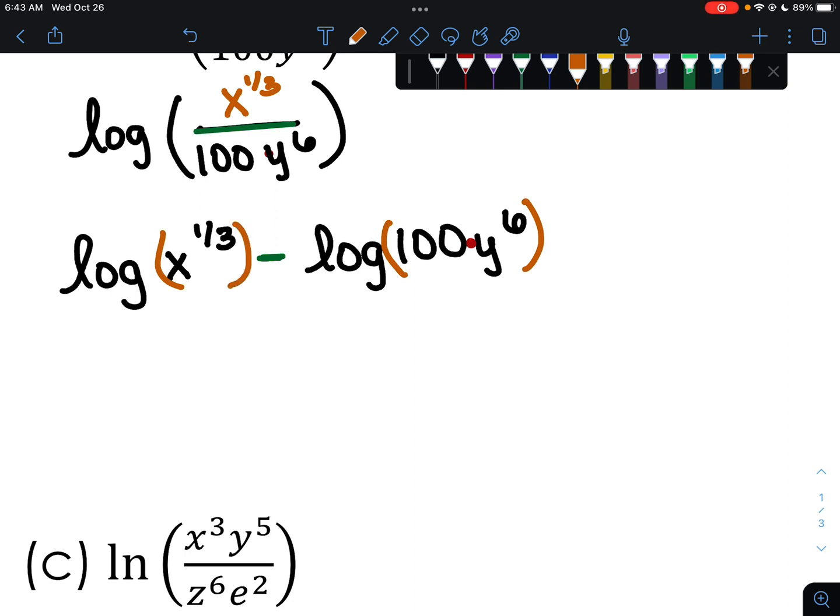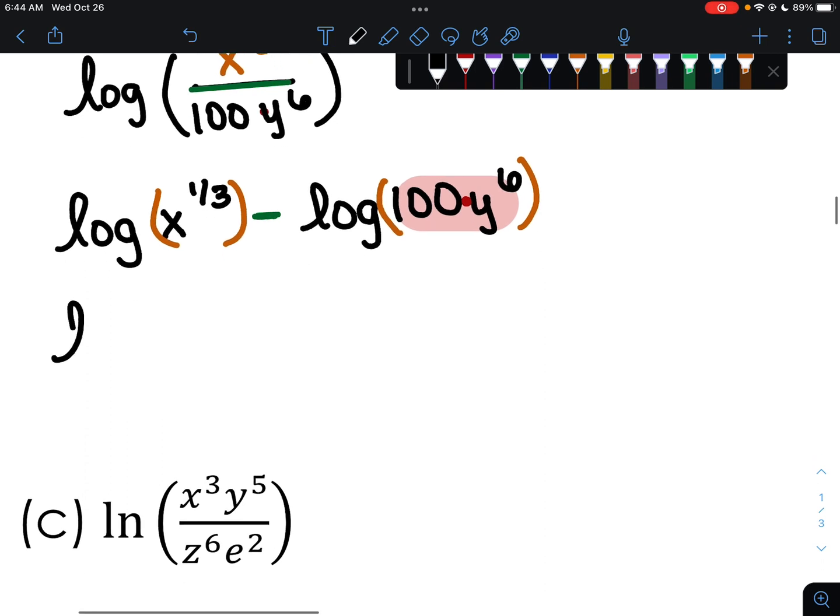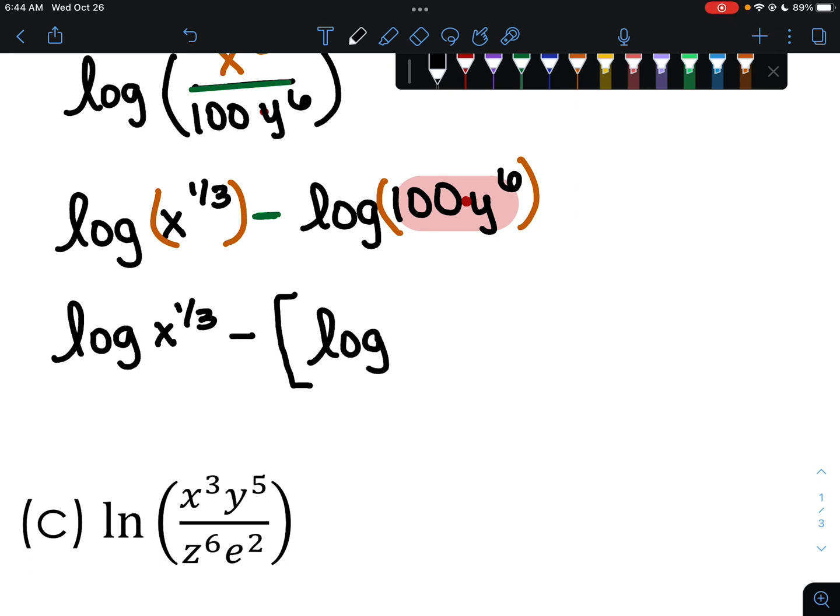Now, how we get the second one is this piece right here. Those are being multiplied. So to separate those, we're going to add a plus sign. But we have to understand that that negative's in front. So when we do this, we get log of x to the 1/3 minus, and we need to put parentheses around it. So we have log of 100 plus log of y to the 6th.